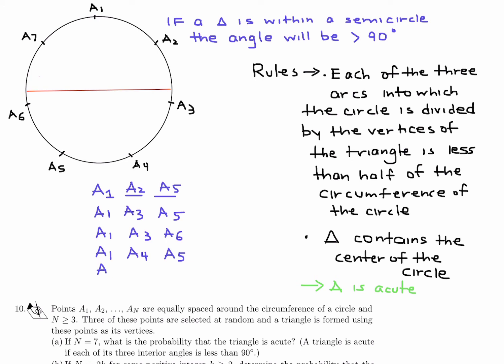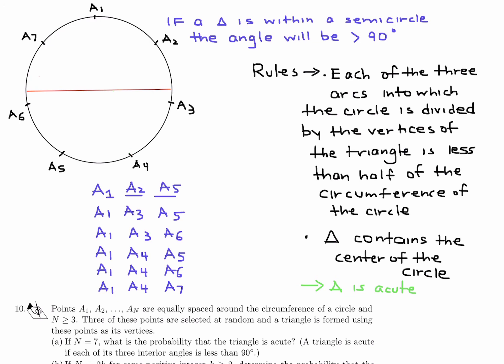Okay, next one, A1, A4, A6. Let me just draw it in quickly. A1, A4, A6. Yes, that does also satisfy both of those rules. And finally, the last one, let's see. A1, A4, A7. Is that going to work? Let's see here. A1, A4, A7. And yes, that also works. Okay, great. We are almost done.